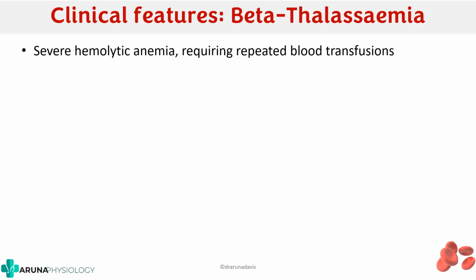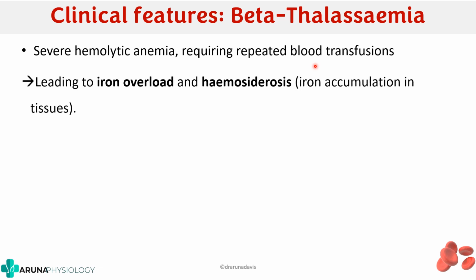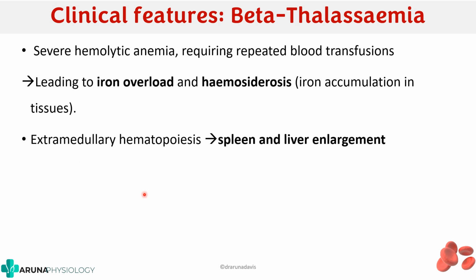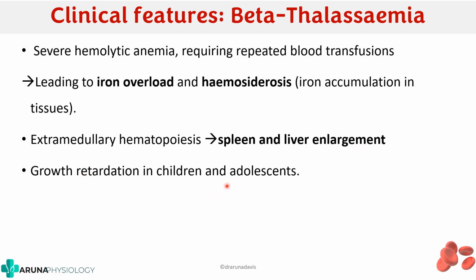So what will you do? When there's severe hemolytic anemia, you will have to use repeated blood transfusions because the person cannot synthesize normal RBCs. You will have to give repeated blood transfusions. Now this can cause an iron overload, which in turn will cause hemosiderosis. Hemosiderosis means iron accumulation in the tissues. And because there's a lot of hemolytic anemia, there will be extramedullary hematopoiesis which can lead to spleen and liver enlargement. And when it occurs in children, it can also cause growth retardation. So these are the clinical features of beta thalassemia. Can have iron overload, hemosiderosis, spleen and liver enlargement, and growth retardation.